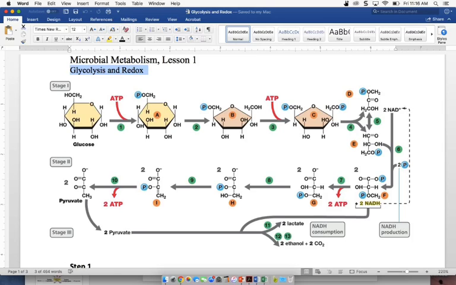Do you want to go through more of those questions, Allie? No, I think that's good. Okay, okay. How about redox reactions? Where are there redox reactions occurring in this process?